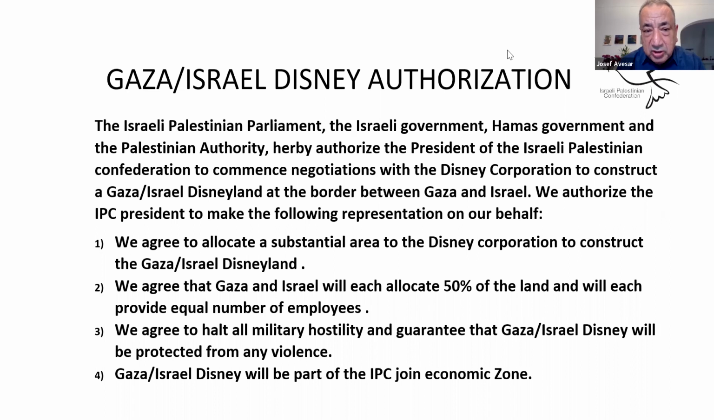Okay, thank you. Are you giving me the authorization? Yes, you have the authorization. Thank you. Let's go to the Hamas leader. Mr. Hamas leader, are you giving me the authorization to go to the Disney Corporation and negotiate? Yes, because if it can lessen tension between the two nations, then yes. Okay. And what about the PA leader? Are you giving me the authorization?